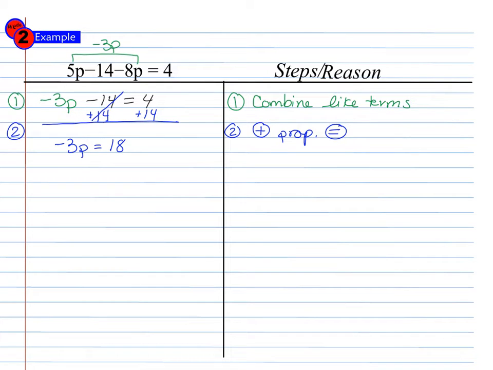Step 3 is I need to get rid of that -3, and that means I'm going to divide both sides by that -3 because I want a +1 on the left side. So to get p, I want p by itself. And 18 divided by -3 is -6. So that is my answer. And how I got there was I divided both sides, so I'm using the division property of equality.